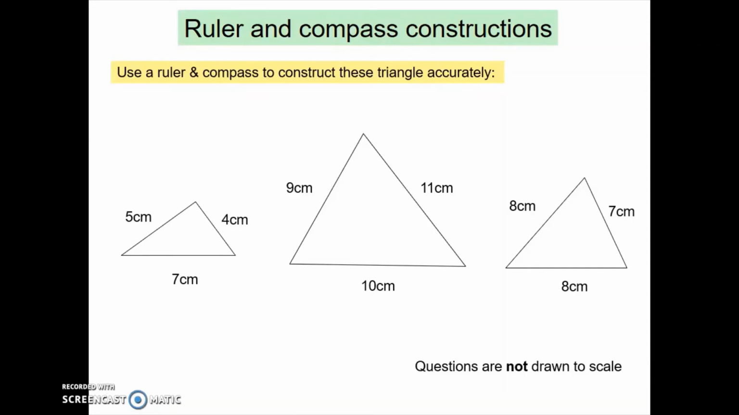Okay, welcome back. Hopefully you were able to complete those 3 triangles accurately, and if your triangle measures correctly, then you know you've done things properly. So you would have used your compass to draw in the 9 centimeters and the 11 centimeters. If you want to double check your work, just take your ruler, measure all 3 sides, and if they are all accurate, then you know you've done the question correctly. Very well done.